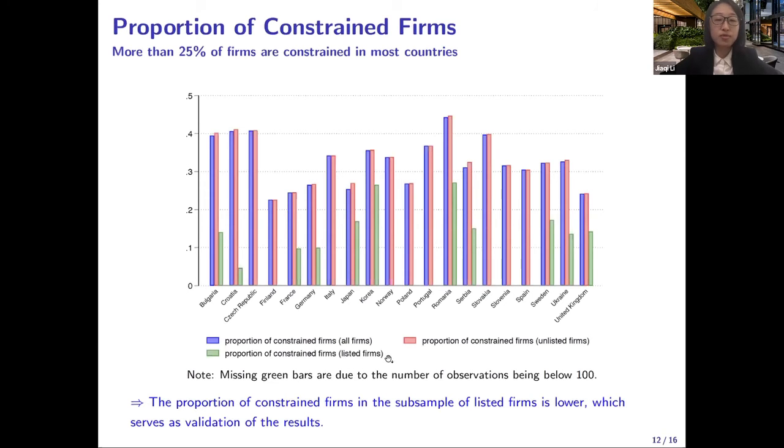So the purpose of showing the listed firms is just to say that since large listed firms are less likely to be financially constrained, the identified constrained firms within this subsample of listed firms should be much lower. And this can serve as a validation of the empirical results. So if you look at the purple or red bar here, they are the proportions of constrained firms for all firms and for unlisted firms. So you can see this proportion is greater than 0.25 in most countries, which means that more than 25% of firms can be classified as constrained in most countries. And consistent with the expectation, this proportion of constrained firms within the subsample of listed firms is indeed much lower.